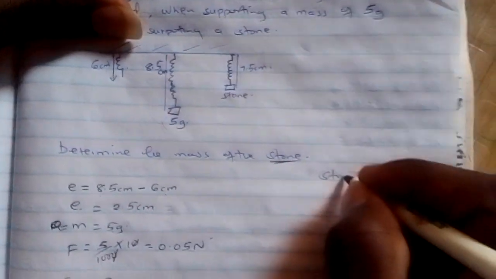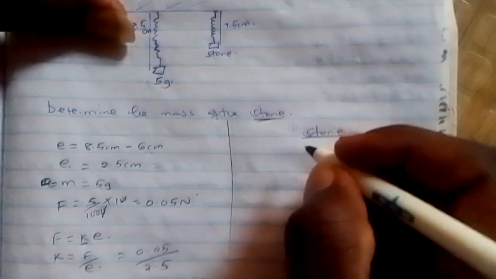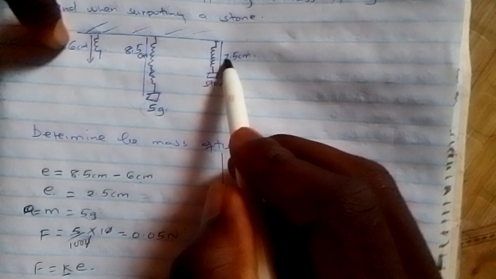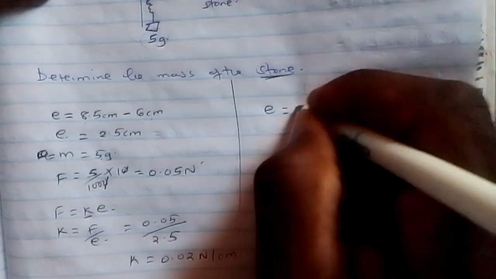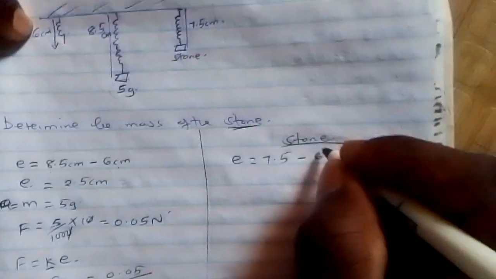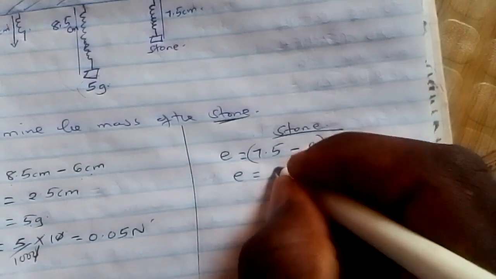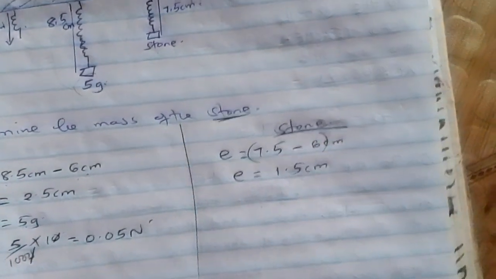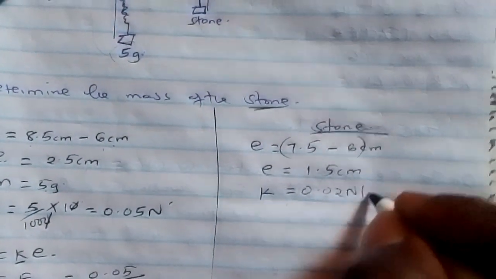Now let's look at the stone. We are looking for the mass of the stone. We have been given the final length as 7.5, and the initial length of the spring is 6. Remember that. Now we can get the extension when the stone is hung on the spring. The extension is 7.5, the final length, minus the initial length, which is 6 centimeters. This gives us an extension of 1.5 centimeters. Now we have the extension, and we have the constant as 0.02 newtons per centimeter.